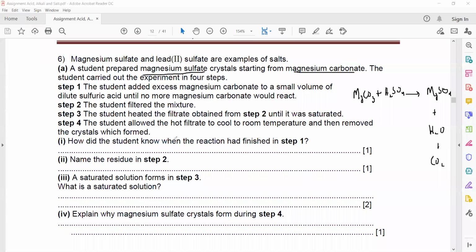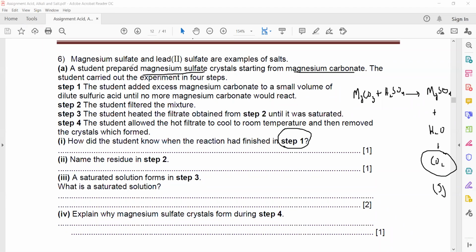The question is, how did the student know when the reaction had finished in step 1? How will he know that he added an excess of magnesium carbonate, like he doesn't have to add any more magnesium carbonate? Yeah, good. So no bubbles, until the bubbles stop. Because what happened, magnesium carbonate reacts with sulfuric acid, it gives salt, water and carbon dioxide. So carbon dioxide bubbles will be there.